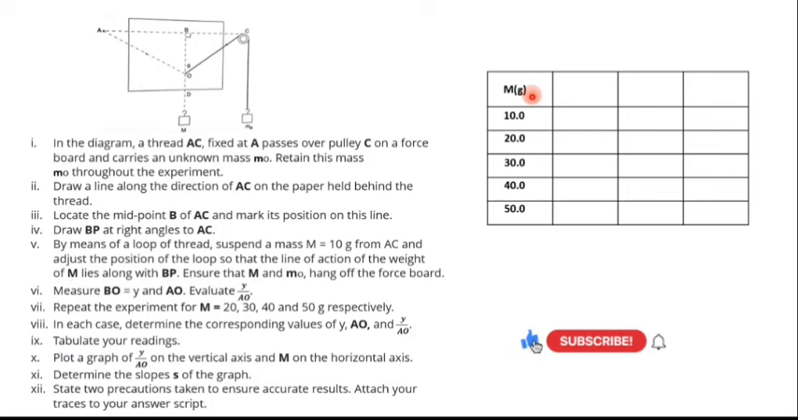Next, I'm going to have the column for Y, and that will be measured in centimeter. Then I'm going to have AO also. AO is measured in centimeter. Then finally, I'm going to have Y over AO. Notice that I did not put a unit on this. This is because Y is in centimeter and AO is in centimeter. They cancel out each other.